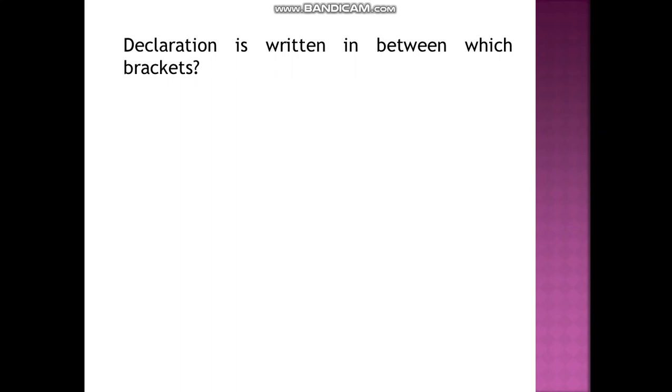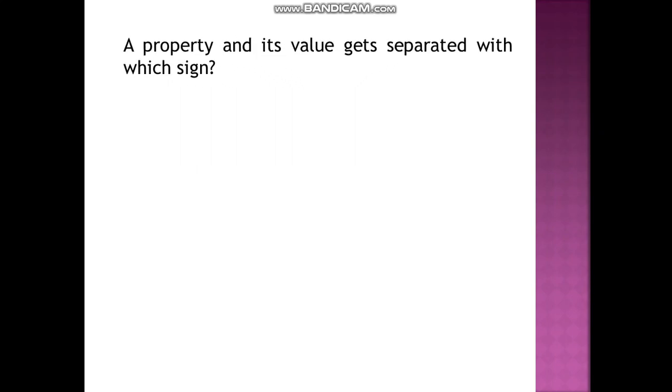Declaration is written in between which brackets? So if you want to write a declaration, meaning property and its value, then you have to write it inside curly brackets. So selector, then inside curly brackets we have to give property and its value. A property and its value get separated with which sign? If you want to separate these two things, then we have to give the colon sign. We have studied that if you want to give the color property the value red, then you write color colon red.